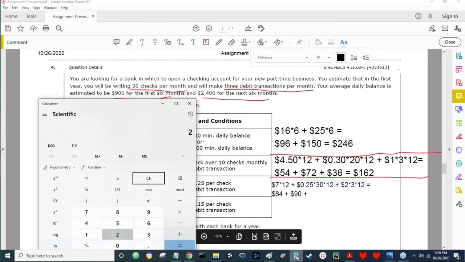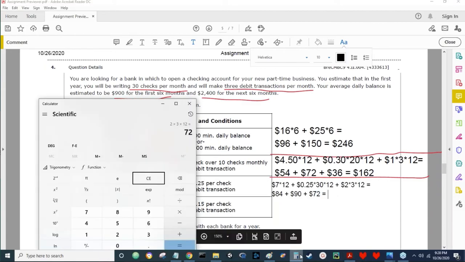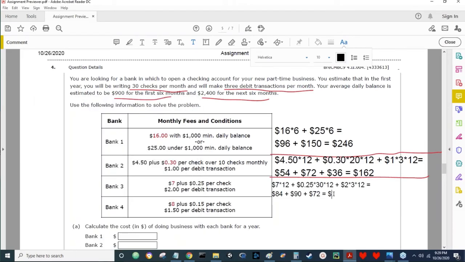And 2 times 3 times 12. That makes $72. These are all like the little subtotals. This is how much it costs, but there's just their monthly fee, the cost for the checks for the year. This is the cost for the debit transactions for the year. If you add those together, $246 a year. So Bank 2 is still cheaper right now.